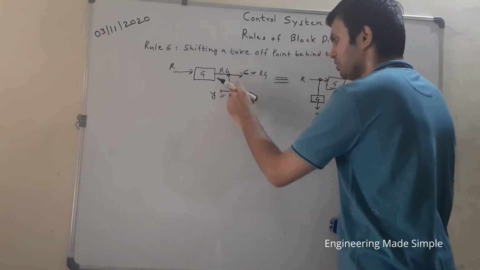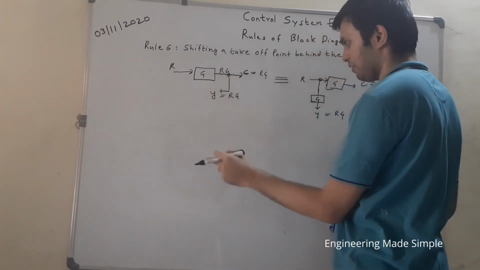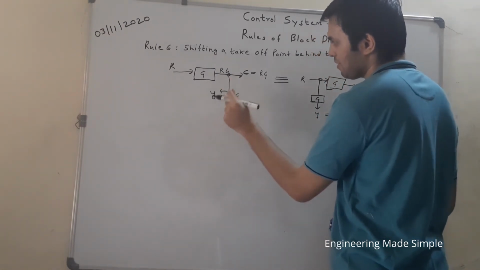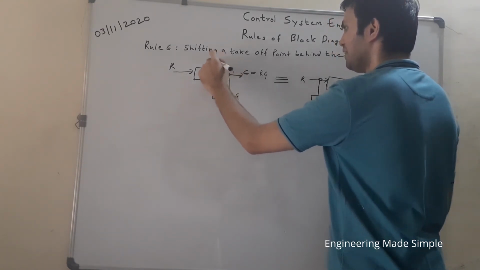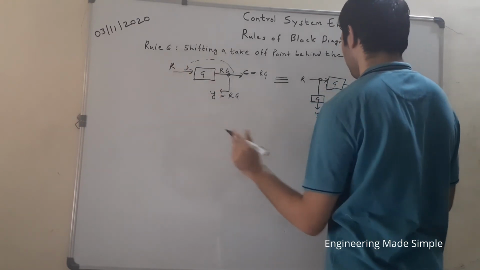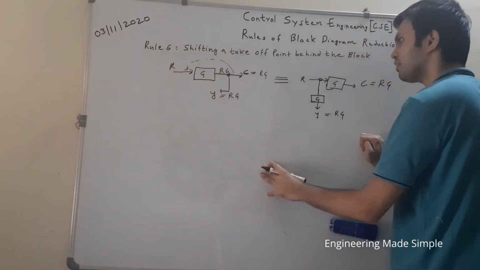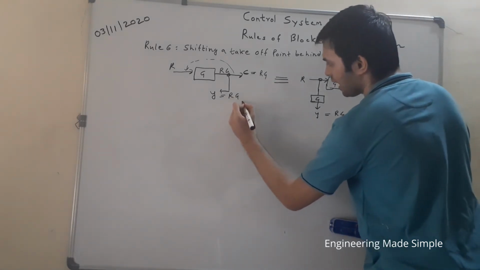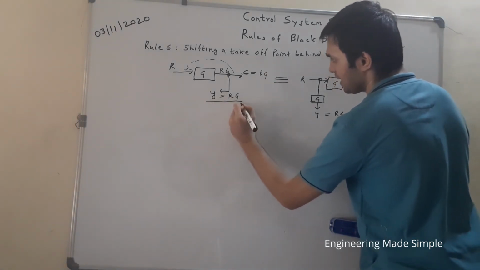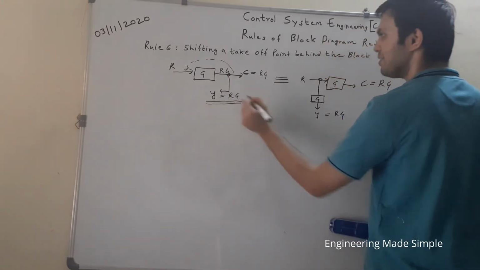Now we want to shift this particular takeoff point. At the takeoff point there is some signal Y present over here, and we want to move this takeoff point behind this gain block. So this is our ultimate objective. So when we do this, we want the output to remain the same at both these points. That is, at the takeoff point the signal should be Y is equal to R into G.